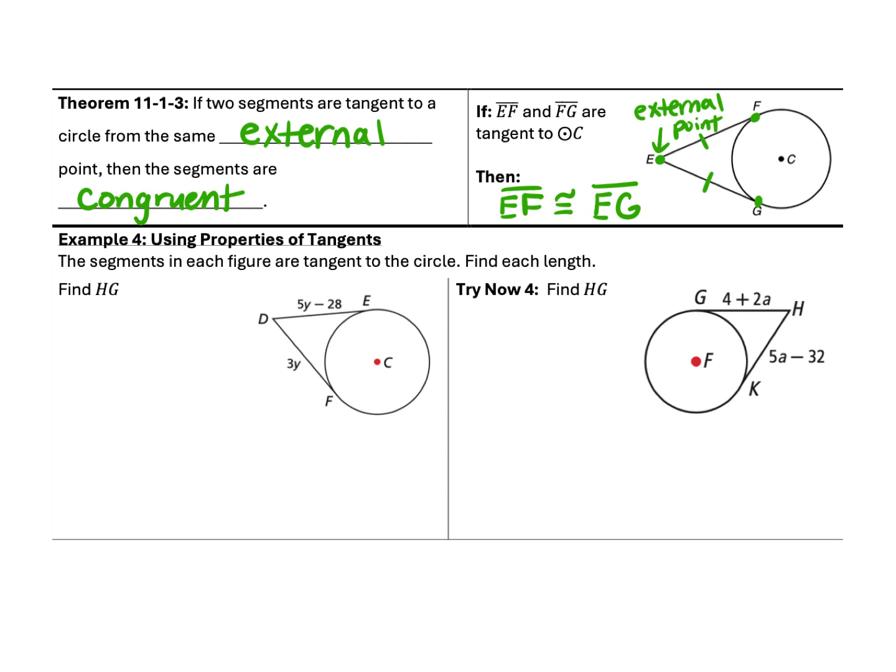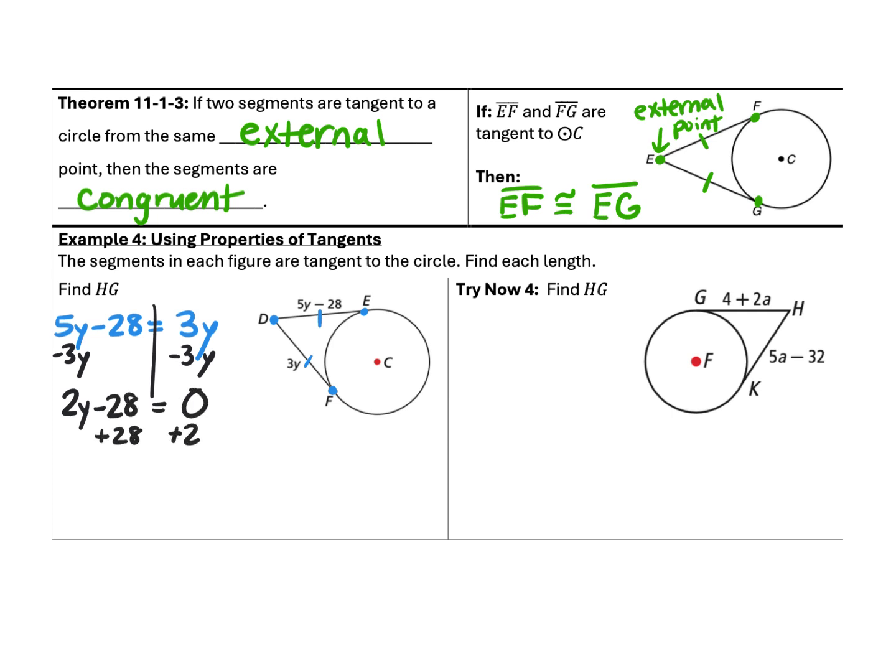In these examples, the segments in the figure are all tangent to the circle, and we want to find the length. Because they're tangent to the circle and they meet at that common external point, we know that these two segments are equal to each other. So that 5y minus 28 has to be equal to 3y. And now we can use our algebra skills to solve. I'm going to subtract 3y on each side. So 2y minus 28 equals 0. Then we can add 28 on each side to get 2y equals 28. Divide by 2, and we end up with y equals 14.